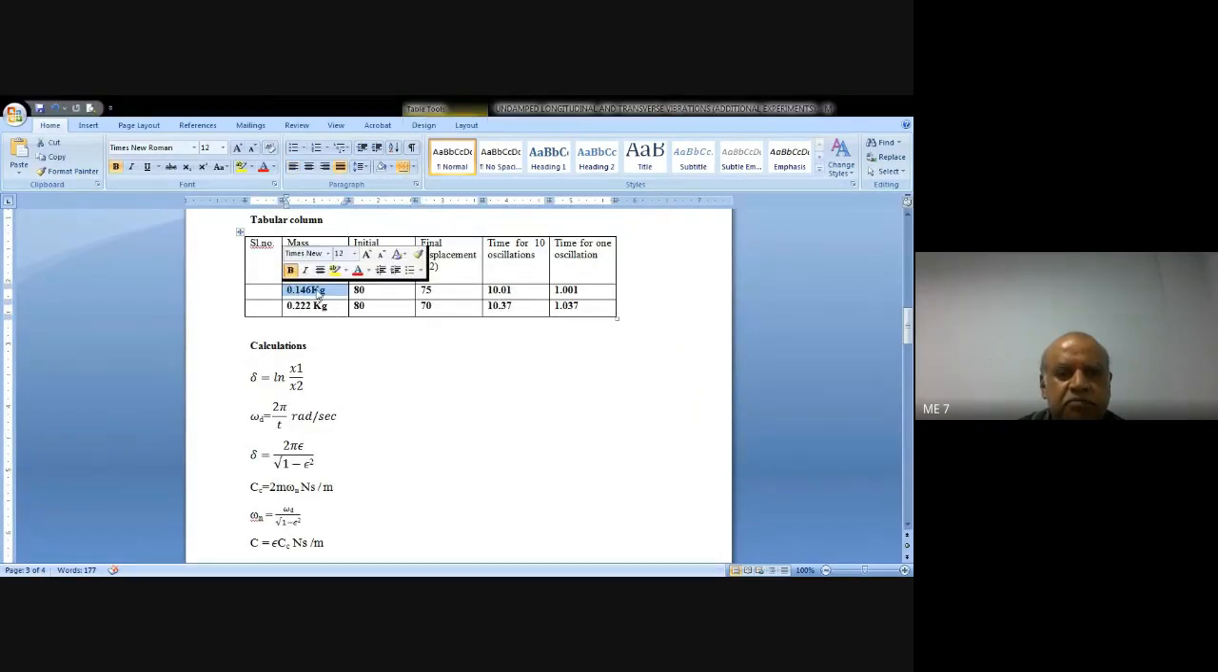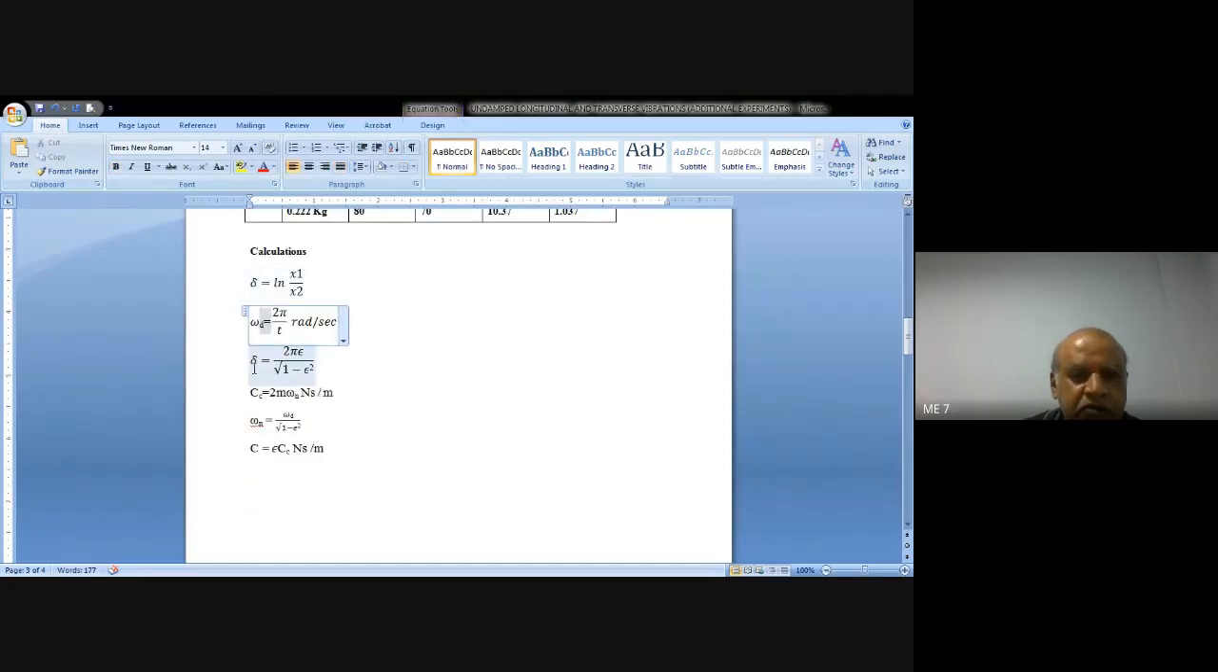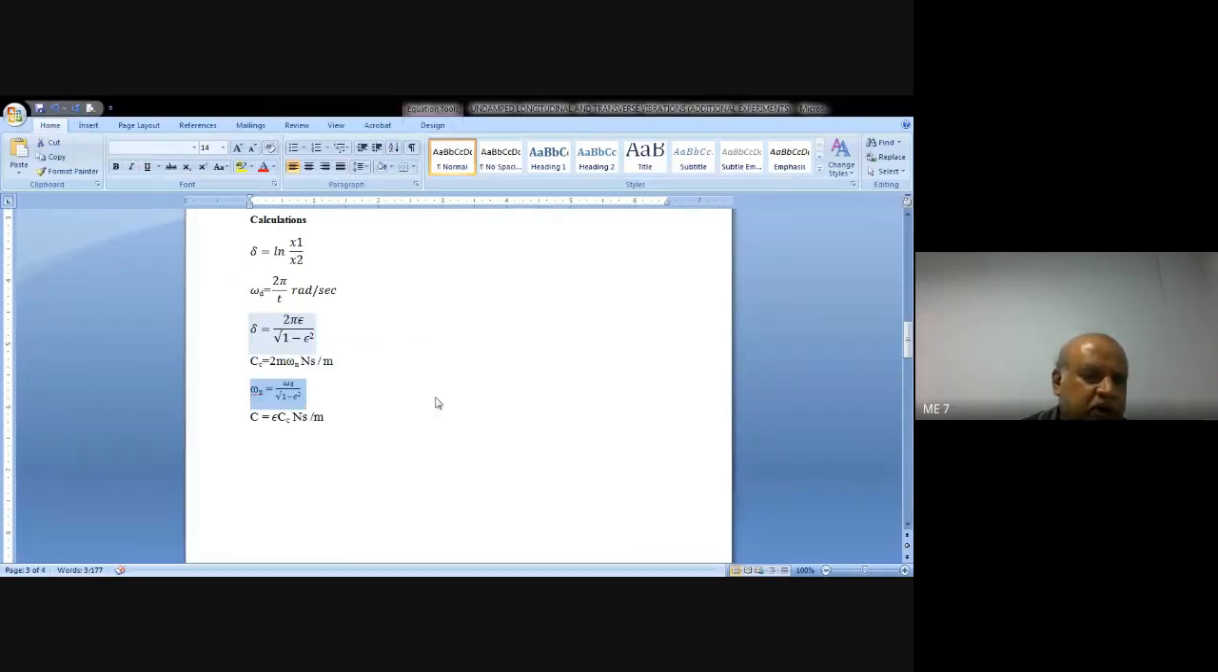For 146 grams, 0.146 kg, initial displacement is 80, final displacement is 75, time taken for 10 oscillations is 10.01 seconds and time per oscillation is 1.001. Similarly, for 222 grams, 80, 70, 10.37, and 1.037 is the time per oscillation. Calculate the logarithmic decrement, which is the natural log of the ratio of initial displacement to final displacement. T is the time taken per oscillation. Put that here. Then, with the logarithmic decrement delta you have found, substitute here and get the value of epsilon, or damping factor. Then find the damped natural frequency omega d by omega n times root of 1 minus epsilon squared. Substitute, find the critical damping coefficient, multiply that with the damping factor, and you get the damping coefficient.